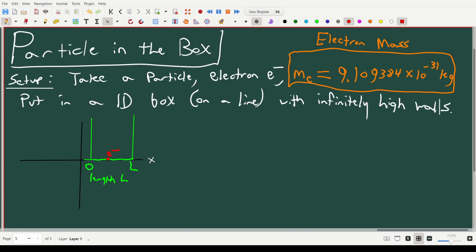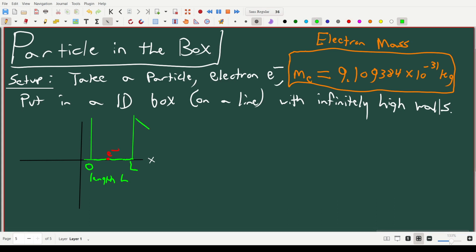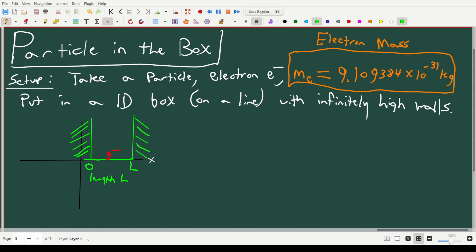Not a big deal. So we're going to put this electron here, and it can exist anywhere between 0 and L. Well, it can't exist at 0 and L because those are the walls, but any value between them, it can exist. The point is that it can't exist outside the walls. Once it's in here on this line, it's trapped. So these walls are impermeable, and the electron only exists between 0 and L.